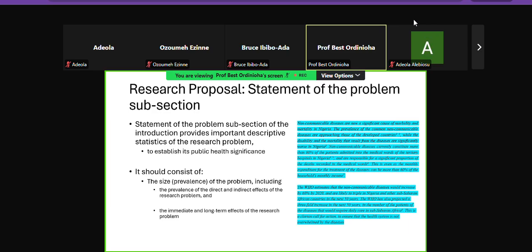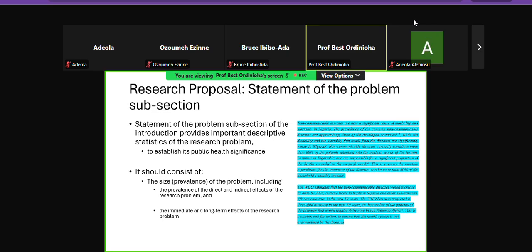Okay, so you can see the consequences of the oil spill. It is not just immediate, but long term. And it's not just direct, but indirect. So under this statement of the problem, we expect you to go to town to talk about the problem, how frequent, how common the problem is, and the consequences of that problem.